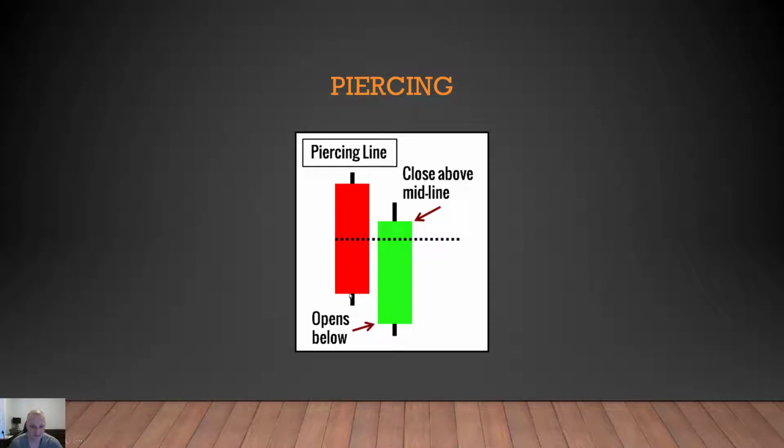Now the bullish opposite of that is the piercing candlestick, and that's where you had a negative candle the day prior or the period prior. You open below it, but you close back above more than 50% through the real body of that prior negative candle. So that's a piercing candlestick.